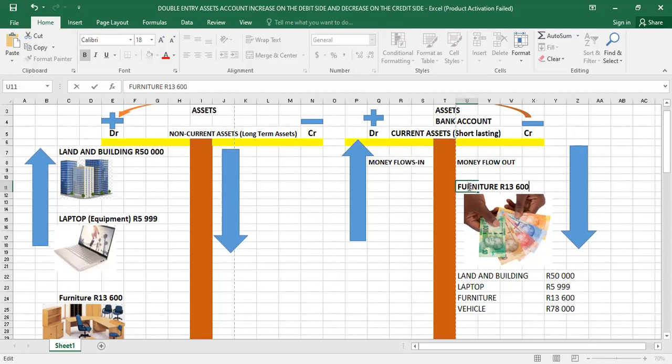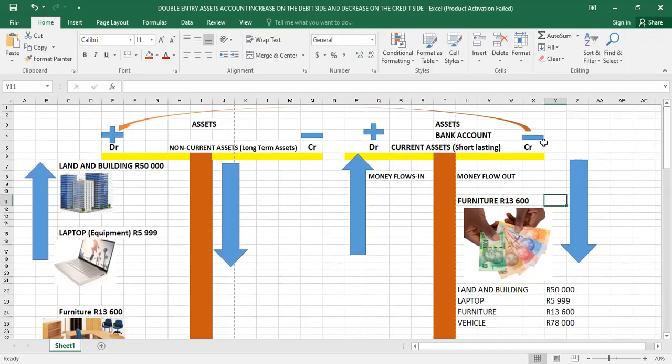13,600 rand. What is happening when we credit our bank account? When we credit our bank account, it means that we are losing money. How much? 13,600. Give us a reason why we are losing money within our business. Because we were purchasing furniture. Now the money is out on the credit side of our business bank account, which is an asset.